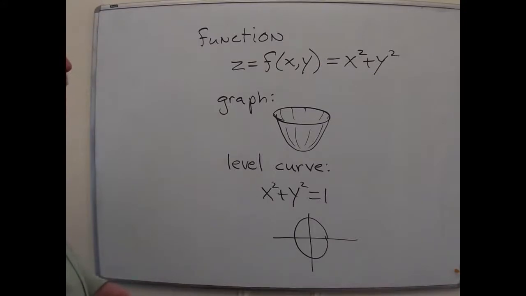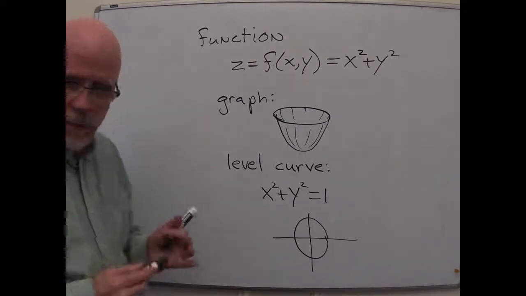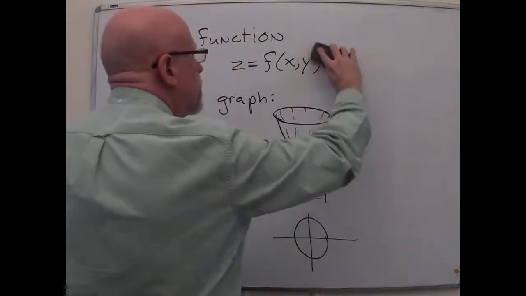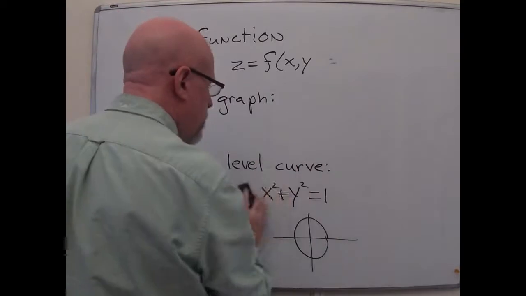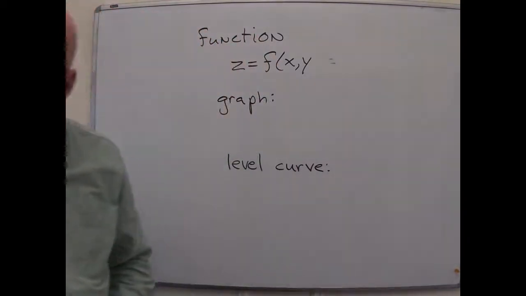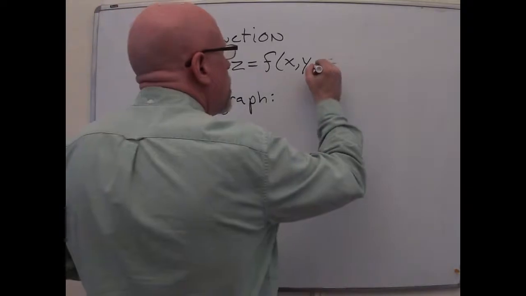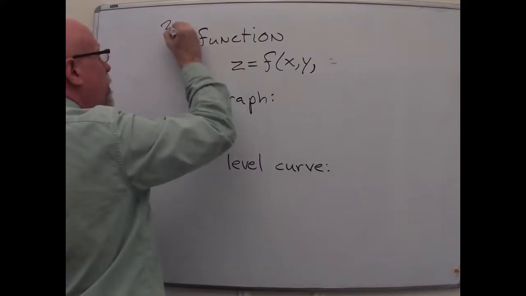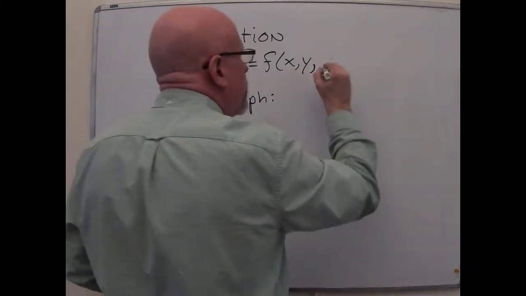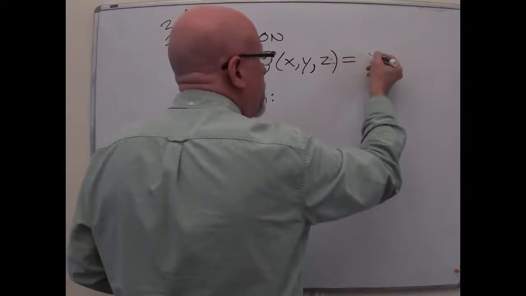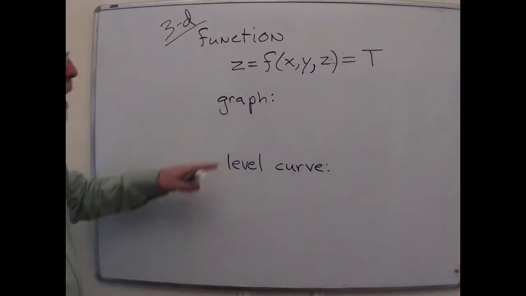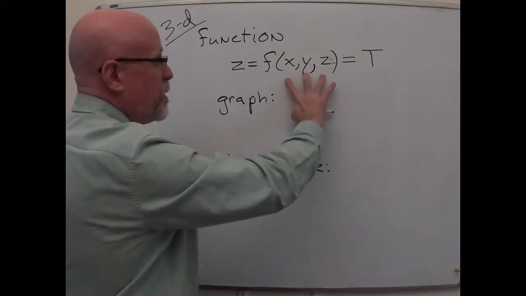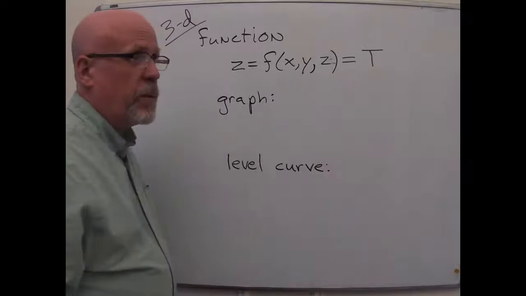Well, if we do the same kind of thing in 3D, we would have a function f. So the previous thing should have probably been headed 2D, but now we're definitely going to 3D. f of x, y, and z equals something. The graph of this is really in 4 dimensions. You have to have 3 dimensions for your input and a 4th dimension for your output.